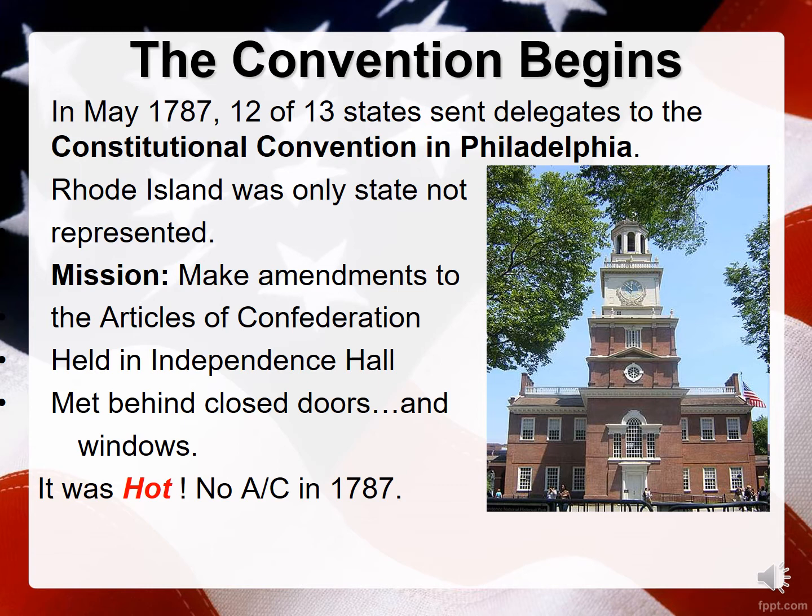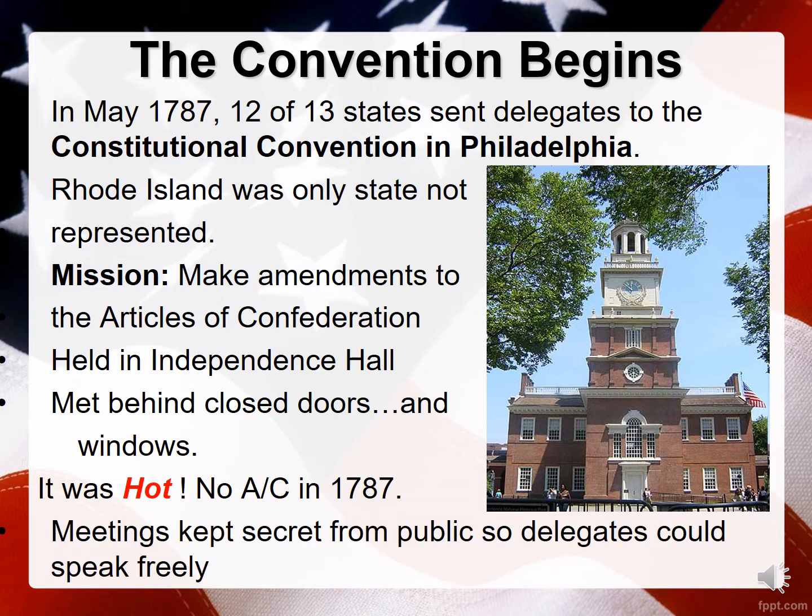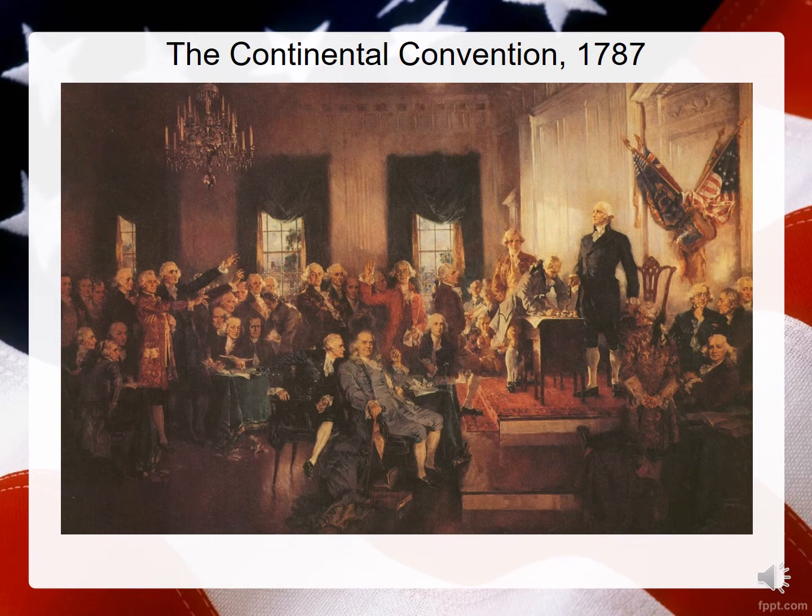And so I'm sure your first question is, well, why in the world did they not open windows and doors and allow drafts to come through? Well, they wanted to keep their meetings secret from the public and closed. As a matter of fact, guards guarded the doors and the windows because they wanted the delegates to be able to speak freely, to be able to talk through issues without public opinion, because everybody's got an opinion. So the Constitutional or Continental Convention, this is in 1787.